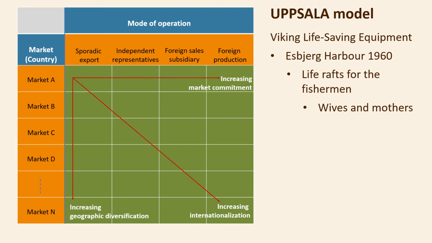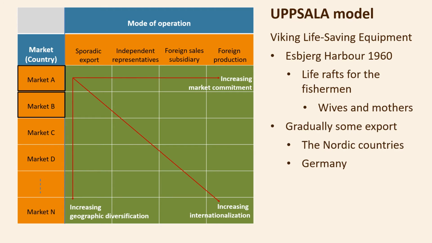Viking life-saving equipment started in small premises at Esbjerg Harbour in Denmark in 1960 to produce life rafts for the fishermen in the city. Many of the fishermen's wives and mothers were working in the factory. The company thrived, evolving from a modest local business to gradually exporting to the Nordic countries and Germany. Fishermen from these regions noticed the Danish fishermen's life-saving equipment and desired the same.